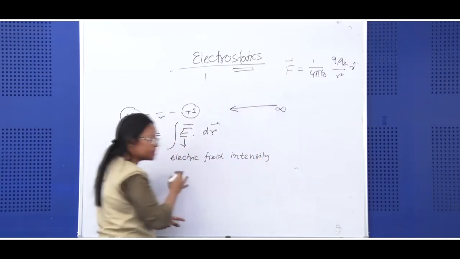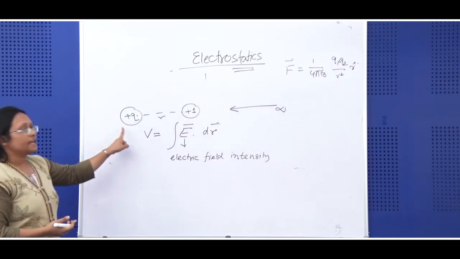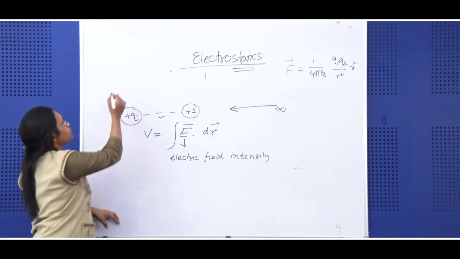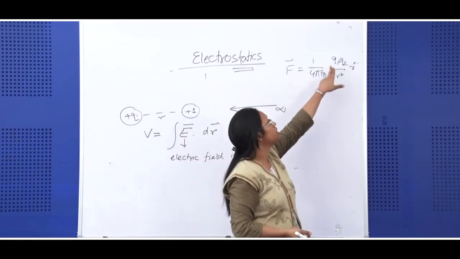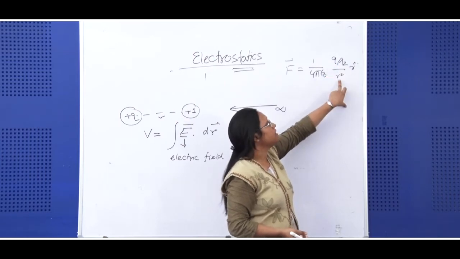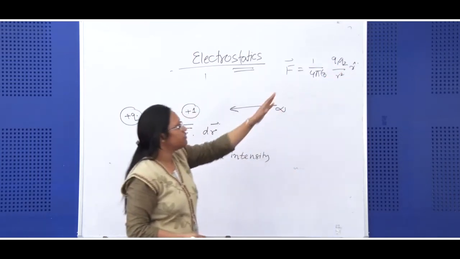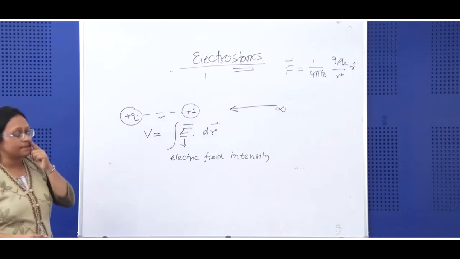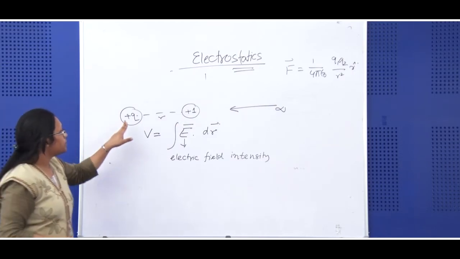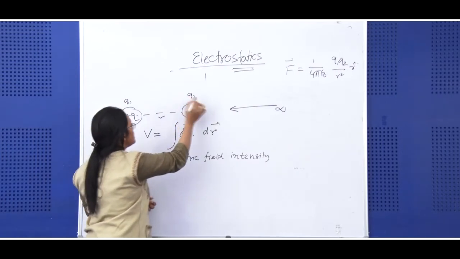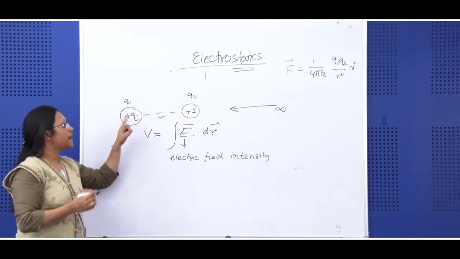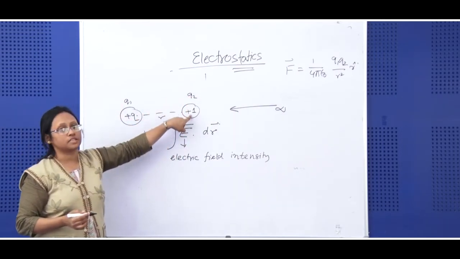Now the question is, what is electric field intensity? We know from Coulomb's law, F is equal to 1 upon 4 pi epsilon naught, the product of two charges over the square of their distance, into the direction of the line joining them. Now we have two charges. This is Q1, this is Q2. That means Q1 is equal to Q and Q2 is equal to a unit positive charge.